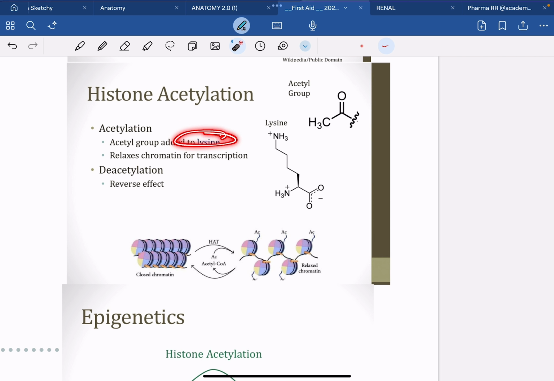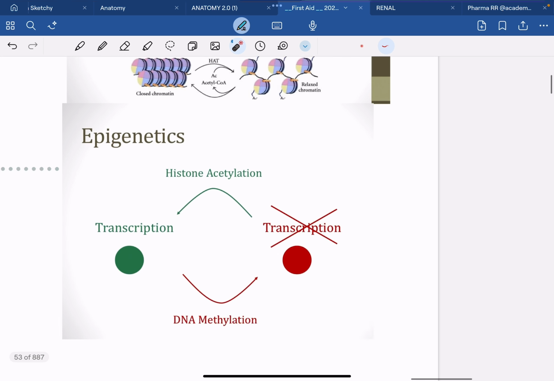Histone acetylation. Acetyl groups are added to the lysine, relaxes the chromatin for transcription. Deacetylation reverses the effect. Okay, done with page 1.